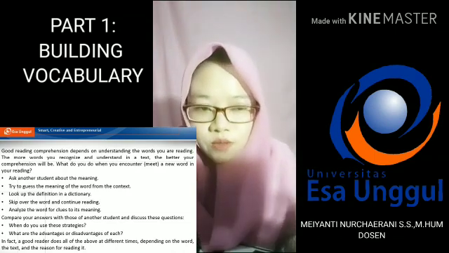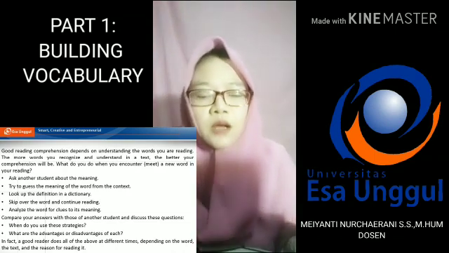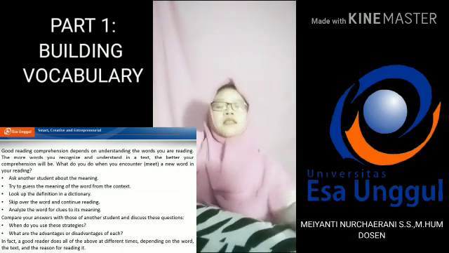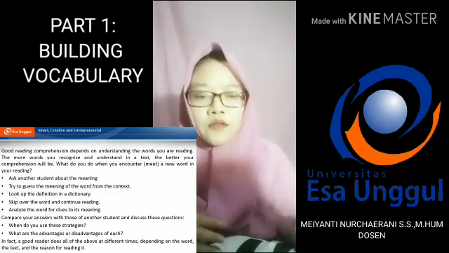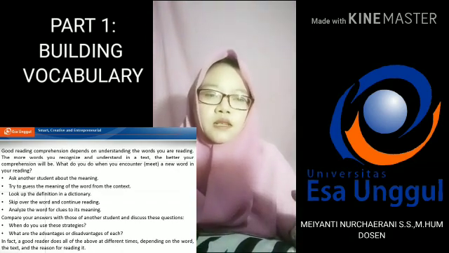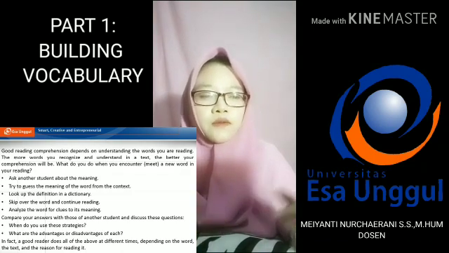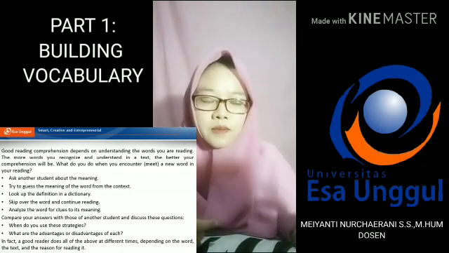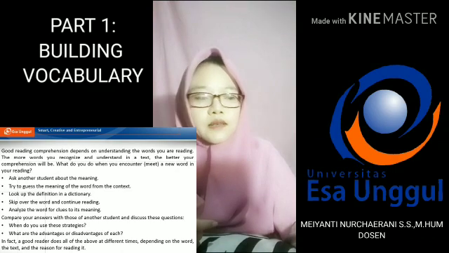When do you use these strategies? What are the advantages and disadvantages of each? In fact, a good reader does all of the above at different times, depending on the word, the text, and the reason for reading it.